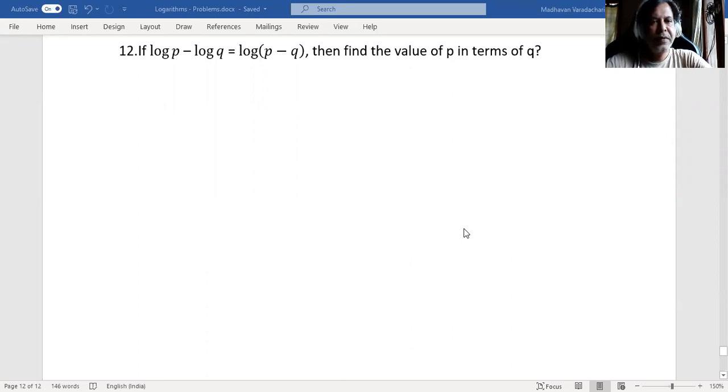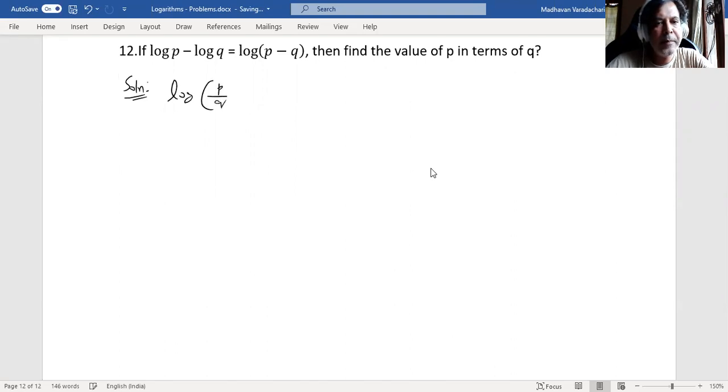Next one is if log p minus log q equals log of (p minus q), then find the value of p in terms of q. So let us take the left hand side, which is log a minus log b. So I can write it as log a by b is equal to log (p minus q).